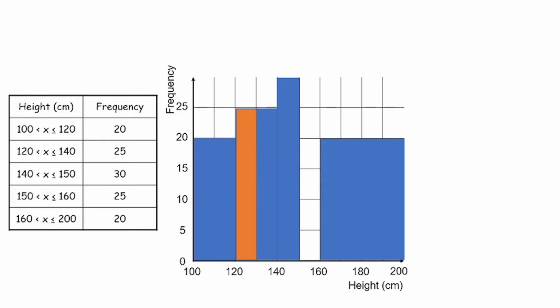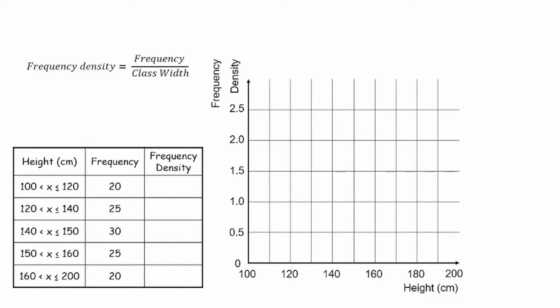The way that we deal with this and maintain the feature of the area representing the frequency is to use a frequency density. This is a scalar that indicates the height we should draw each bar so that the area is representative of the frequency. To calculate the frequency density for each of the individual intervals, we're going to take the frequency and divide it by the interval size, or the class width.